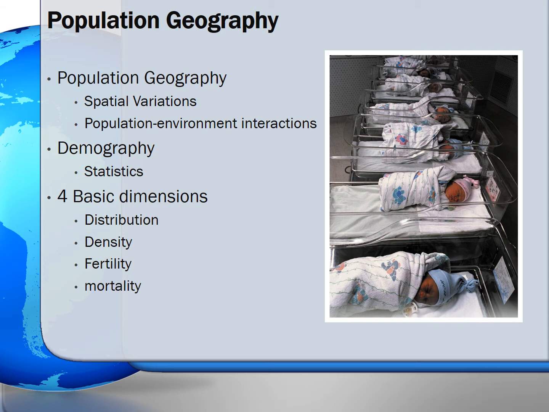Population geography is the study of spatial variations among populations and population-environment interactions. Again, spatial variation describes how things are varied from one place to the next. In other words, why are people where they are, and why are they living densely in some areas and sparsely in others? Demography is the statistical study of the characteristics of human population. They are the actual numbers that we see.